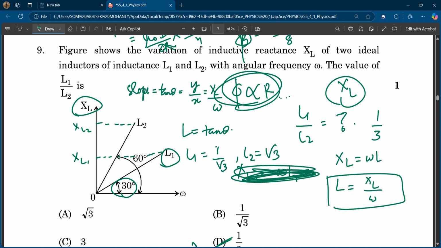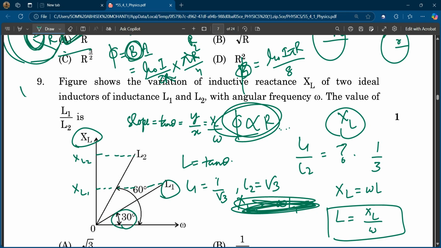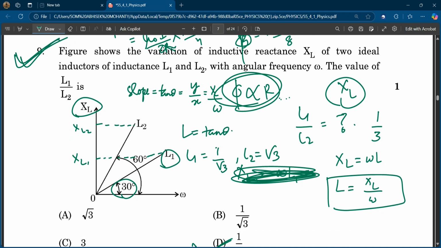Very good question again. I hope you understood. It's based on slope. If there are two lines in a graph and an angle is given, that means slope is what they want to know.